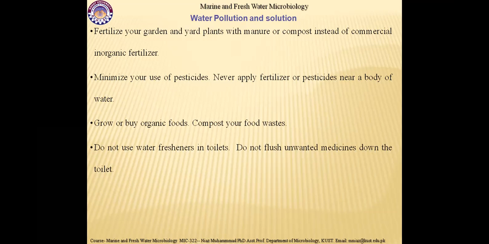Don't use water fresheners in toilets. Don't flush unwanted medicines down the toilet. We should be careful about this because these chemicals, medicines, and fresheners are polluting the environment. They will go into sewage water and wastewater. Sewage water we are disposing into the environment, where it will go into groundwater or surface water and contaminate it. When other living organisms use it, they will be negatively influenced.